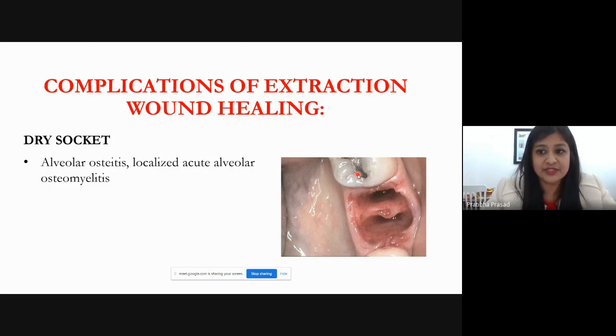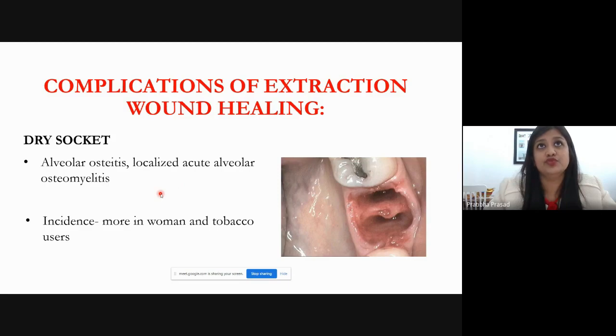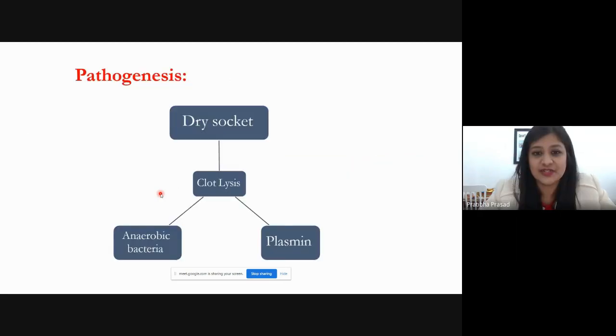There are other names of it: alveolar osteitis, localized acute alveolar osteomyelitis. And the incidence is somehow more common in women and more common in people who smoke compared to others. And it is usually associated with traumatic extractions. So like I said, the clot is either lost or it undergoes lysis. That is followed by activity of anaerobic bacteria and plasmin. This is what results in the pain and the foul smell and everything that happens with the dry socket.